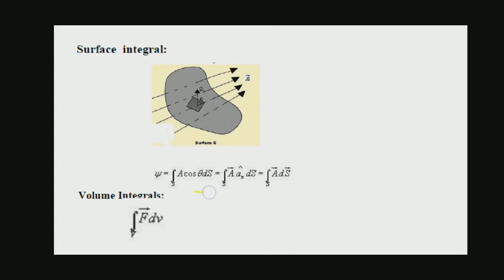Instead of cos theta, here a_n cap. Next, volume integrals. We define f dv as the volume integral of the scalar function f over the volume v. So, integration over the volume v, that is integration of f dv.